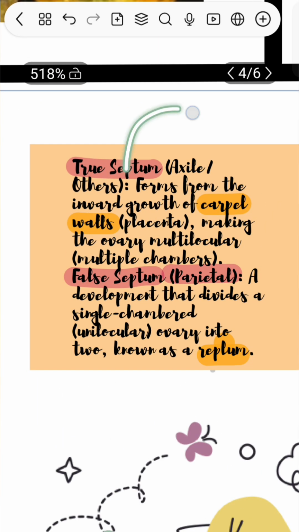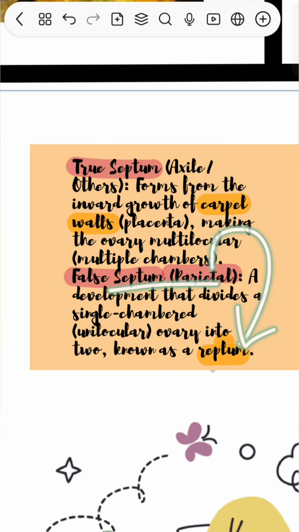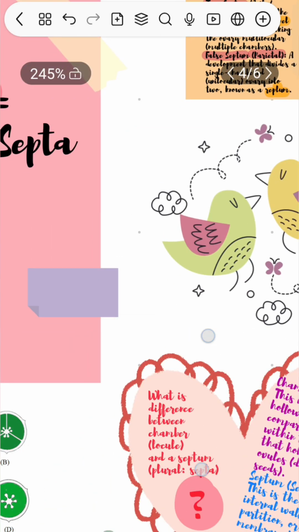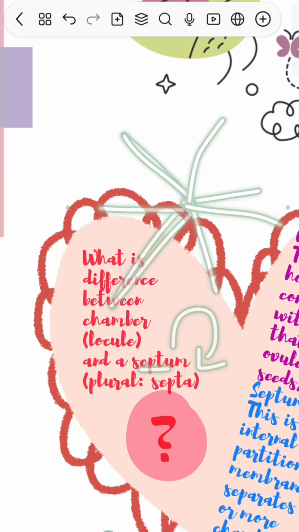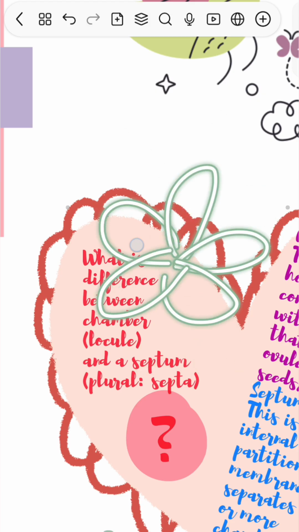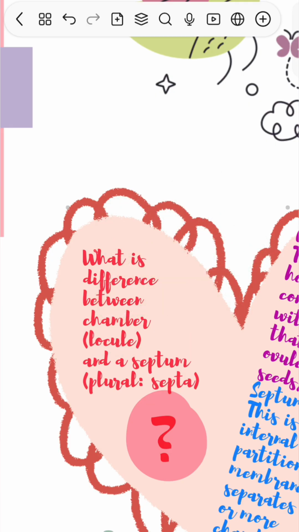Here we have studied that true septums are from carpel walls and parietals are from the replum, so only they are single chamber. People have doubt between what is a chamber, the locule, and a septum. Septum, plural septa, means many partitions, walls are present. Due to many septums, many locules are present. Many chambers, many rooms are created. That is multi-locule, you can say.